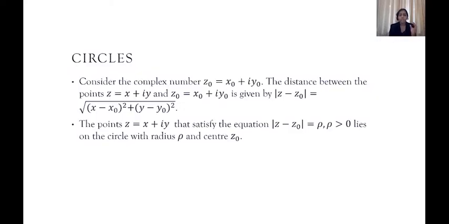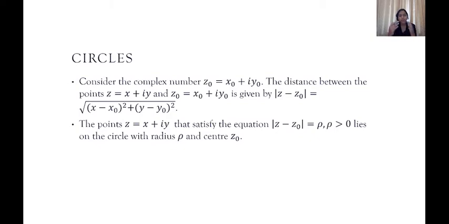First, we are all familiar with the concept of circles, right? We can relate it to our complex numbers. How can we do that? Now, if you consider the complex number z dot equal to x dot plus iy dot, then the distance between the points z equal to x plus iy and z dot equal to x dot plus iy dot is given by modulus of z minus z dot, which is nothing but root of (x minus x dot) square plus (y minus y dot) square.